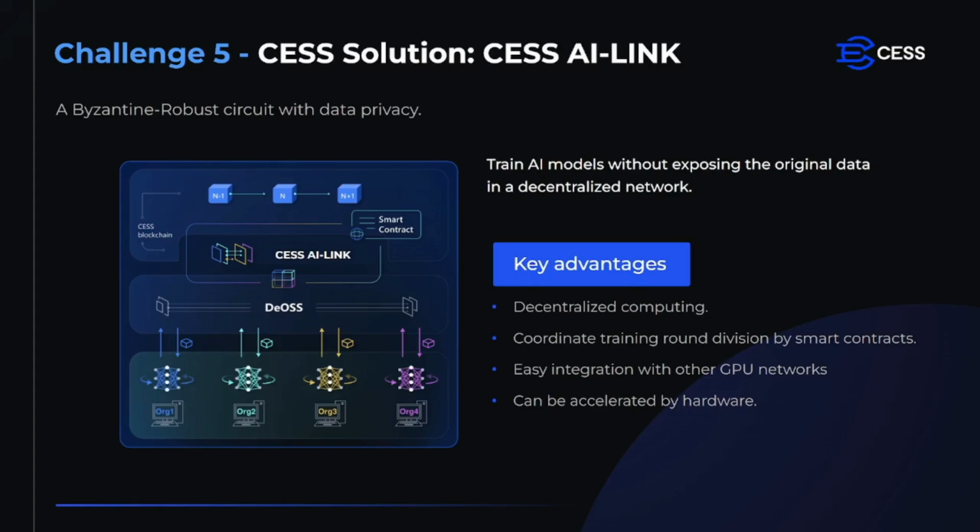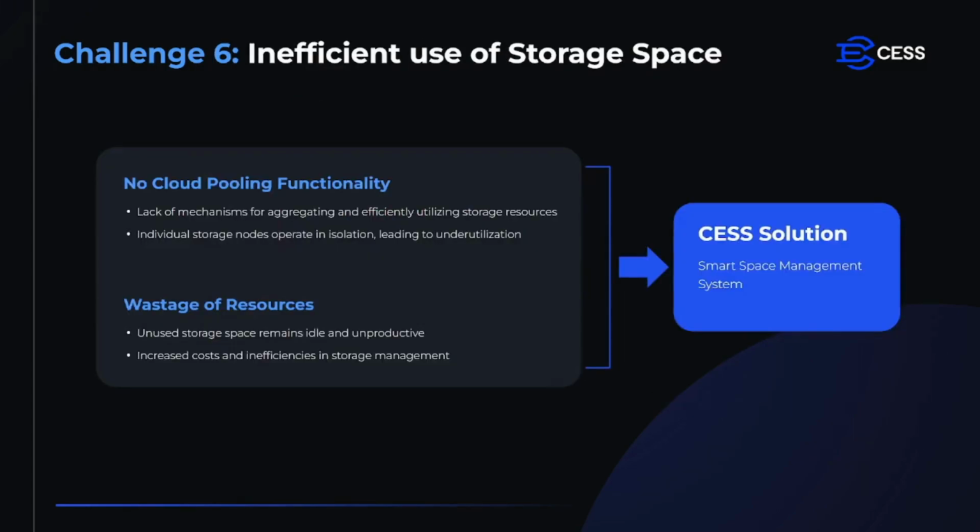communicate via the Decentralized Object Storage System, or DOS. The CESS AI Link is embedded with a smart contract that runs on the CESS blockchain. The setup allows organizations to train AI models collaboratively without sharing the original data. The smart contract ensures the coordination and privacy of the training process across the decentralized network. The last industry challenge that we will discuss in this course is the inefficient use of storage space.